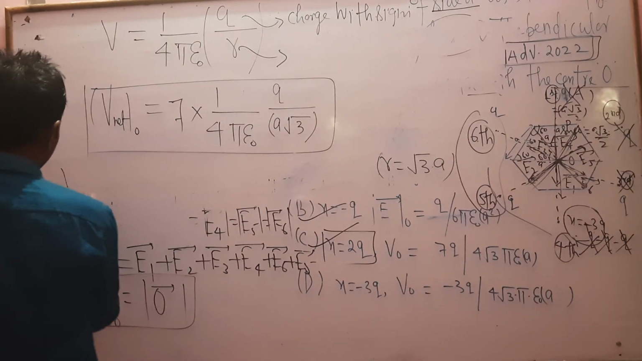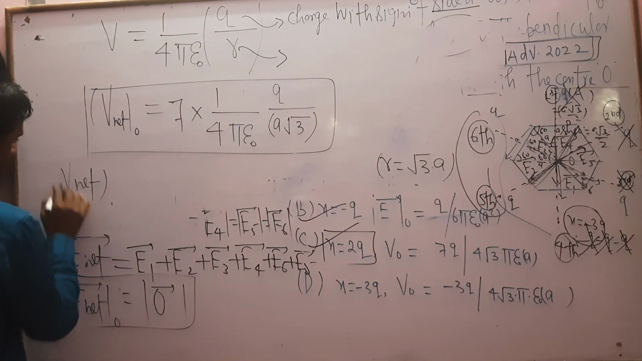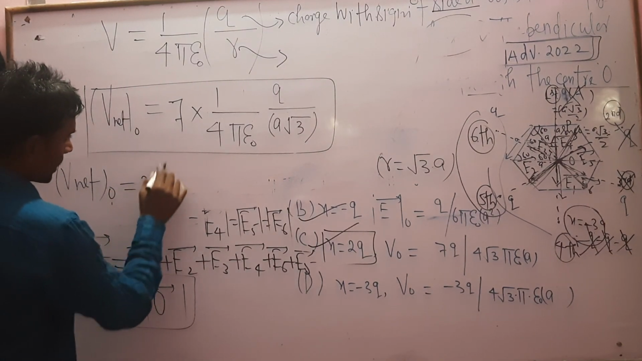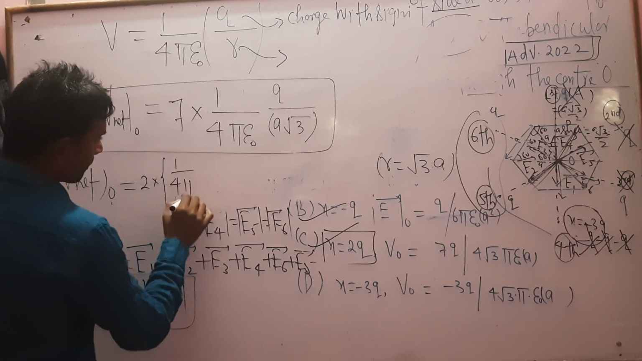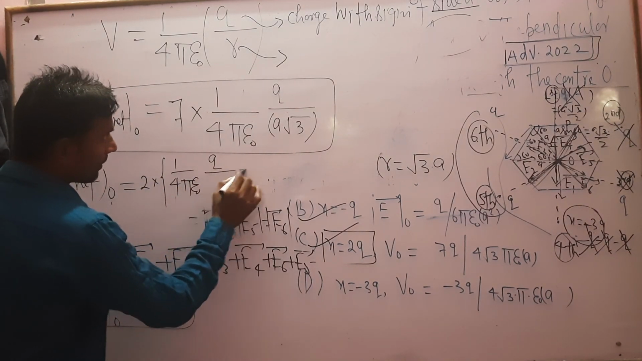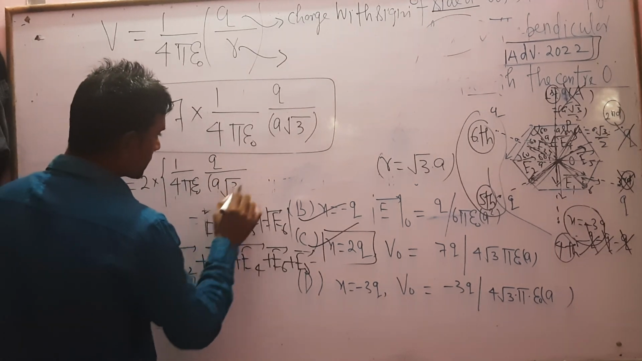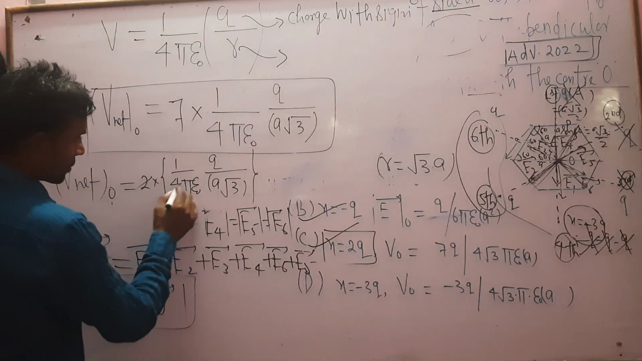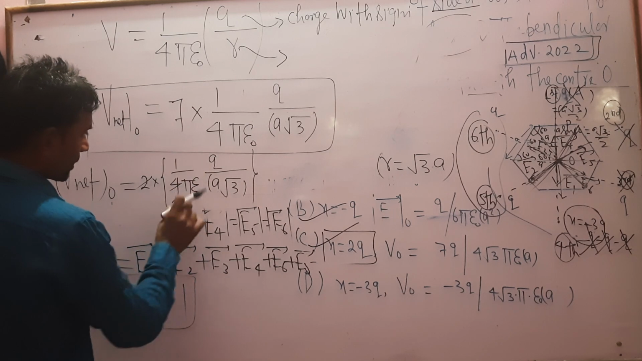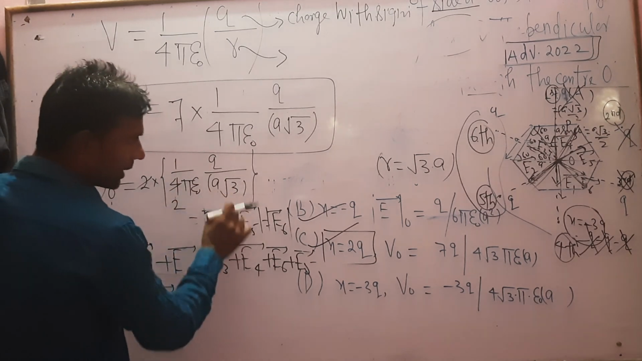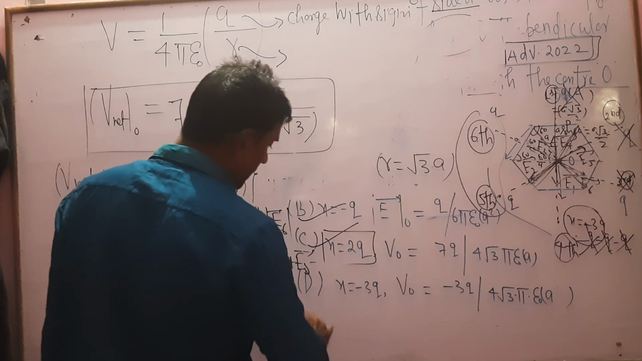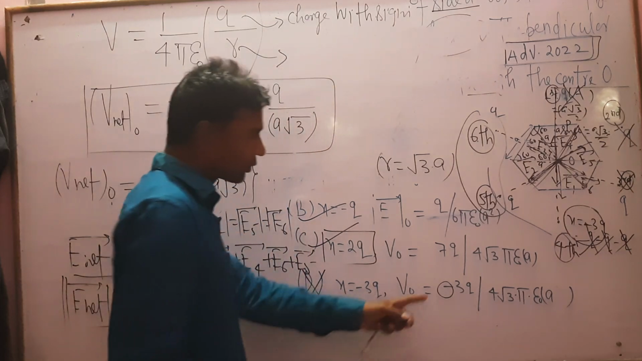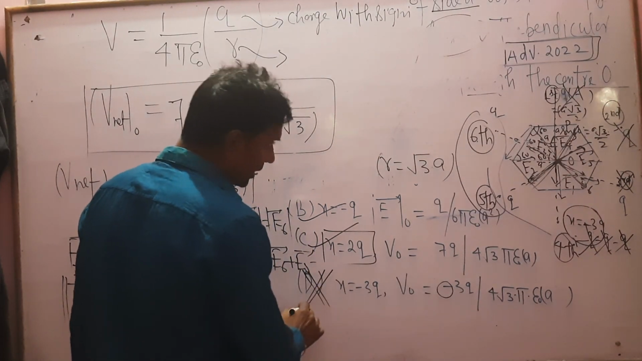So the net potential at point O equals 2 times 1 upon 4 pi epsilon naught q divided by r, where r is a into root 3. We can say 2 divided by 4 pi, so the 2 cancels, giving 1 upon 2 pi epsilon naught q divided by a into root 3. In option D, a negative sign is given, so option D is the incorrect option.